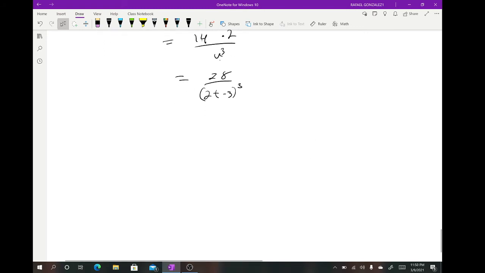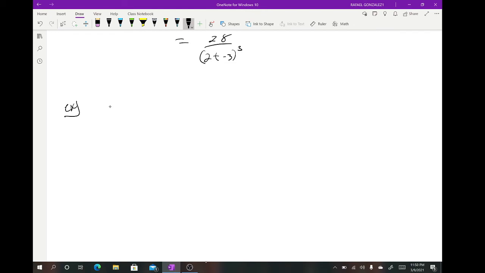Now, let's do another problem like this, but a little bit more complicated, a little bit more challenging. Let's say we are given f of x equals x over cube root of x squared plus 4.